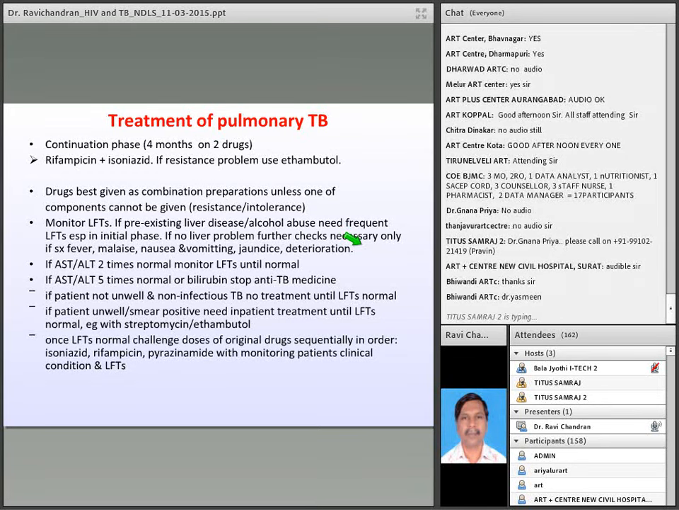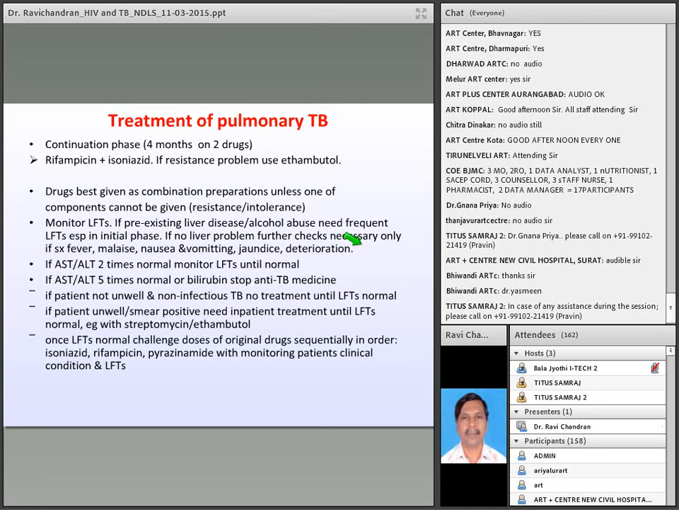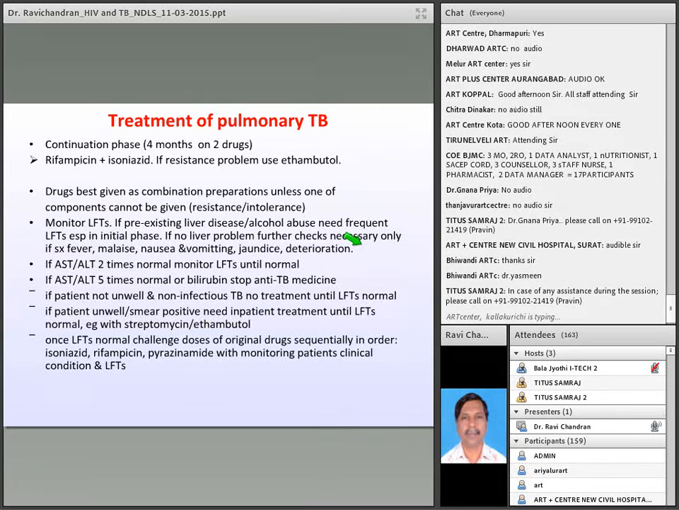Once LFT is normal, challenge dose of original drugs sequentially in order. Isoniazid, rifamycin, pyrazinamide in sequence can be started with monitoring of patients and clinical conditions.